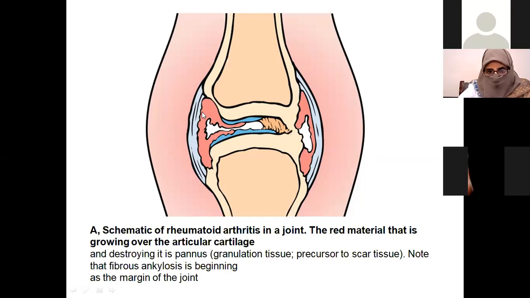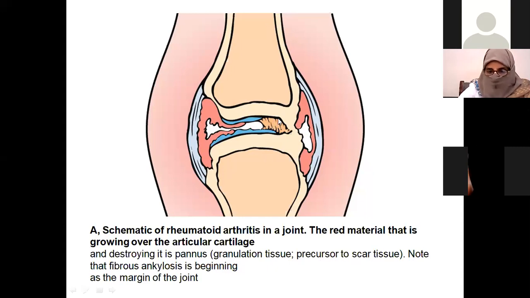As a result, the joint has become swollen, and finally, when the inflammation is there, lot of granulation tissue formation occurs. And this granulation tissue formation and synovial proliferation result in pannus formation. What is actually pannus? It is the combination of granulation tissue, which is actually a precursor to scar tissue. And what happens here is that as the inflammation is not healing, it is replaced by fibrous tissue, and it is called fibrous ankylosis.